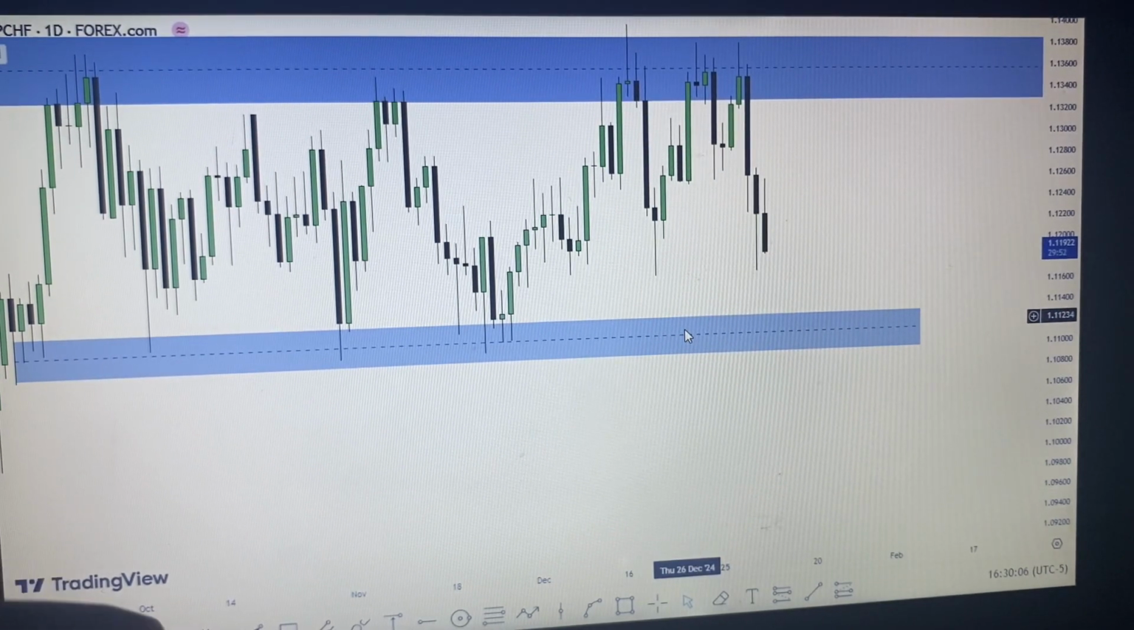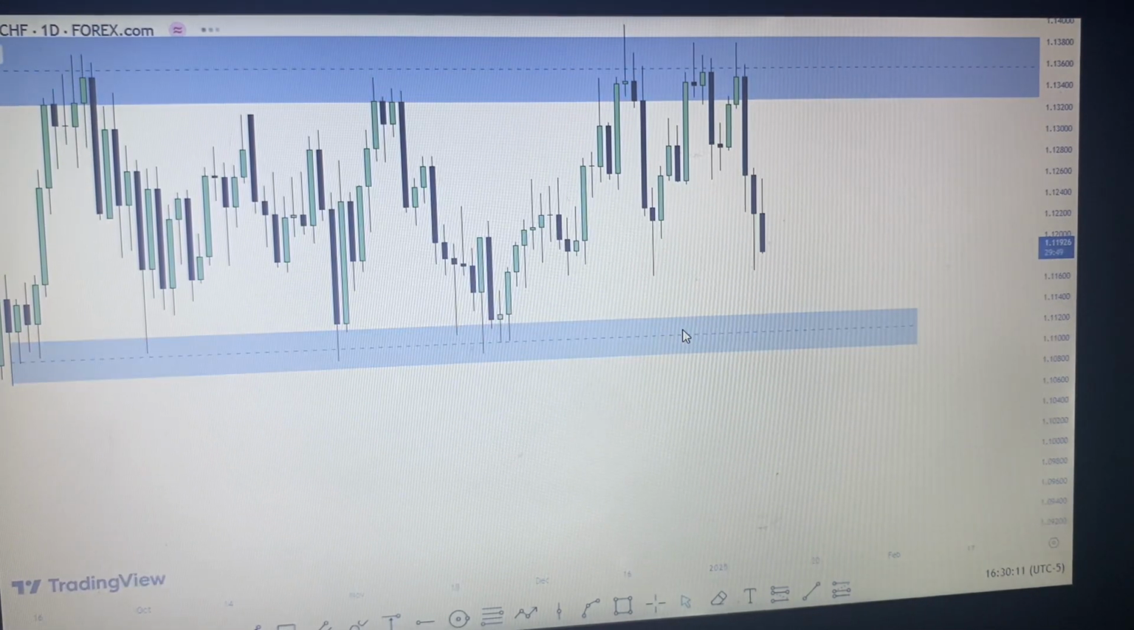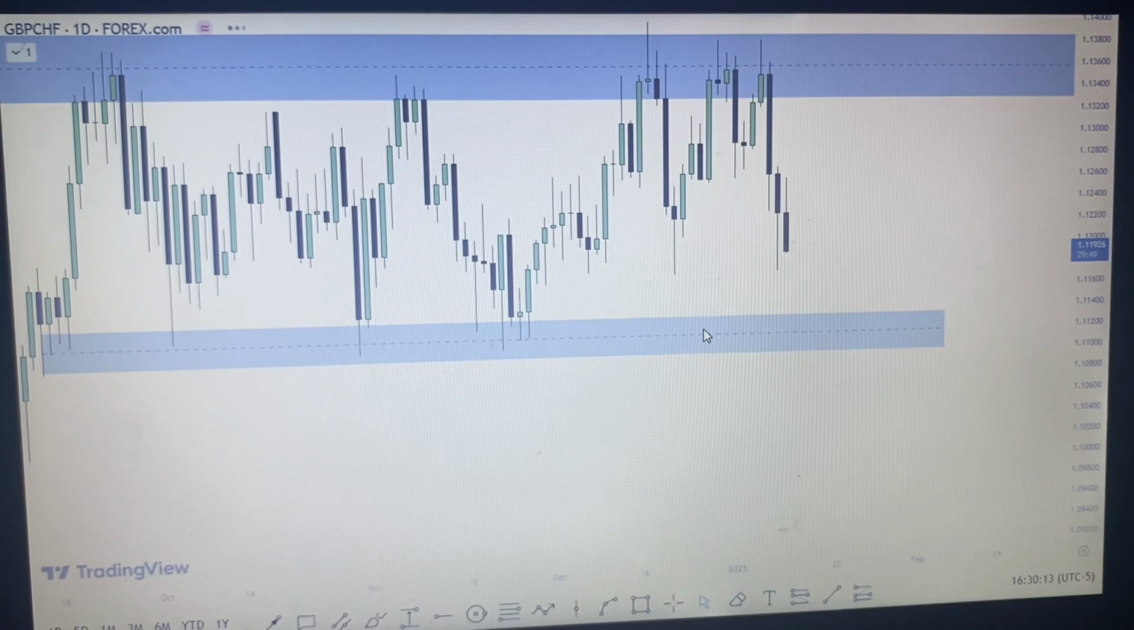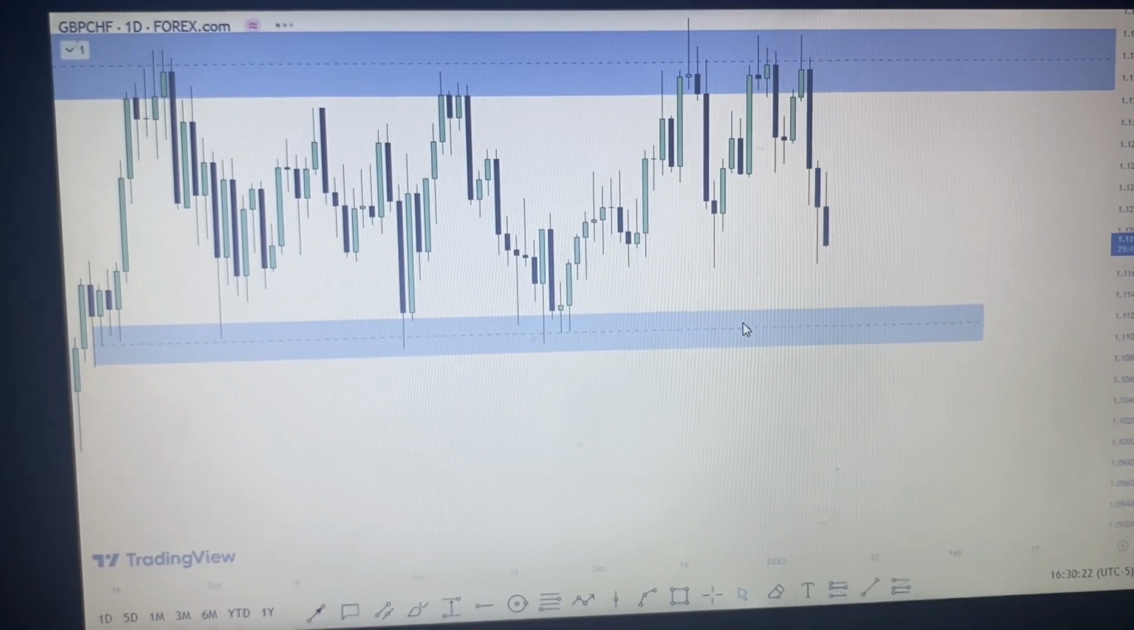So we have that, and then we're going to move on to the 4-hour time frame. You've got to follow these time frames very carefully. Right now we are moving to the 4-hour time frame, right? So let me adjust this real quick. Yes, I think that's fine.